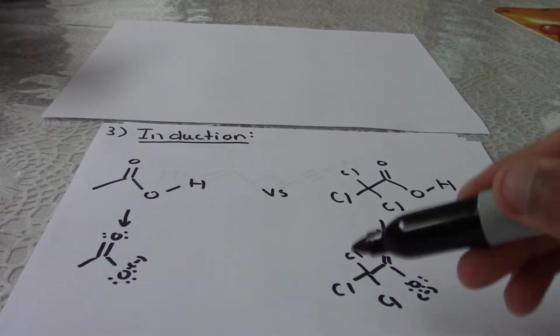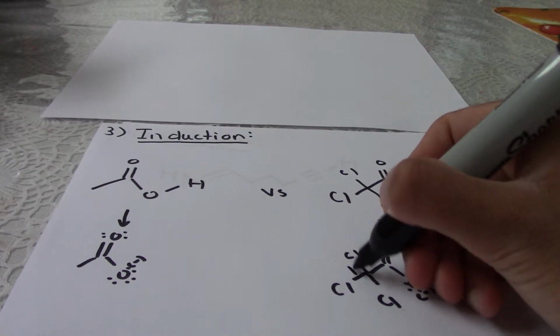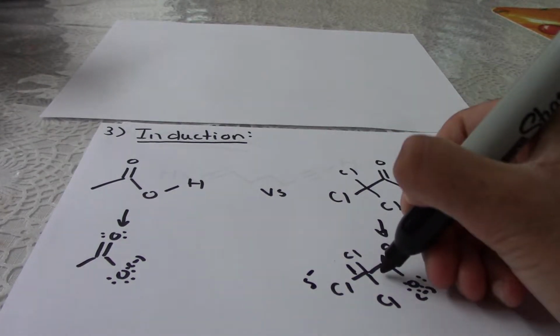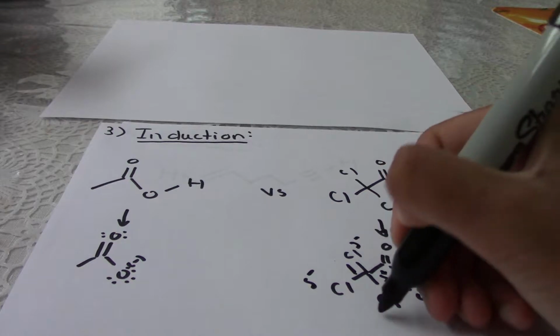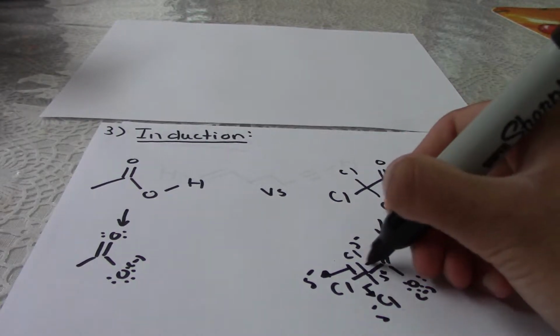Notice from the notation we use for induction, since the chlorines are more electronegative, they are partial negative, with partial positive, partial negative, partial negative, and our arrow notation shows them going outwards like this.